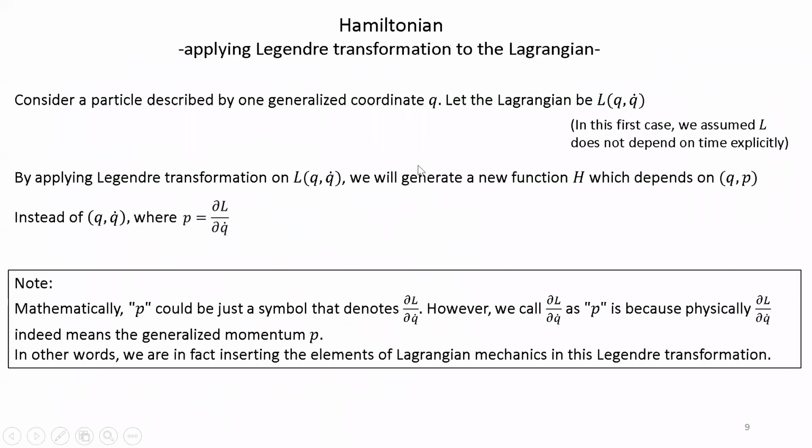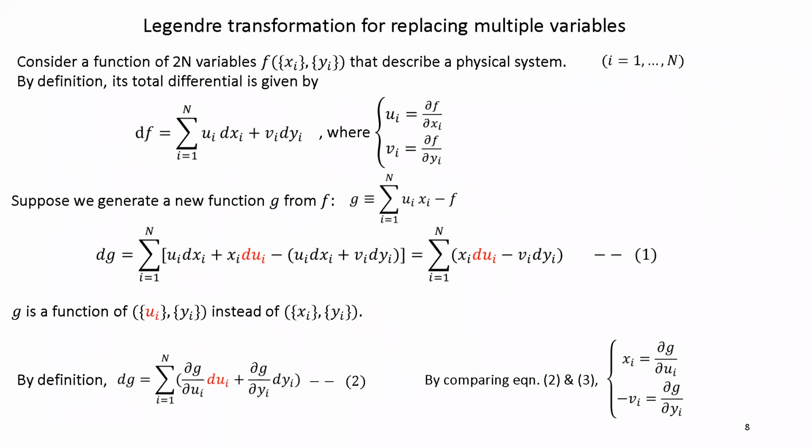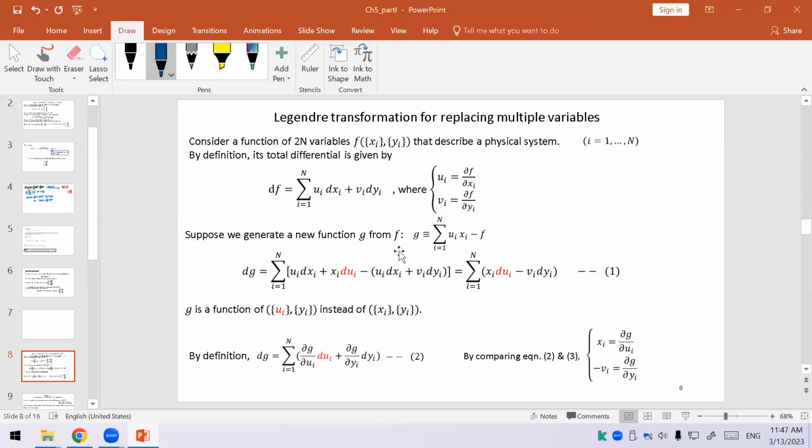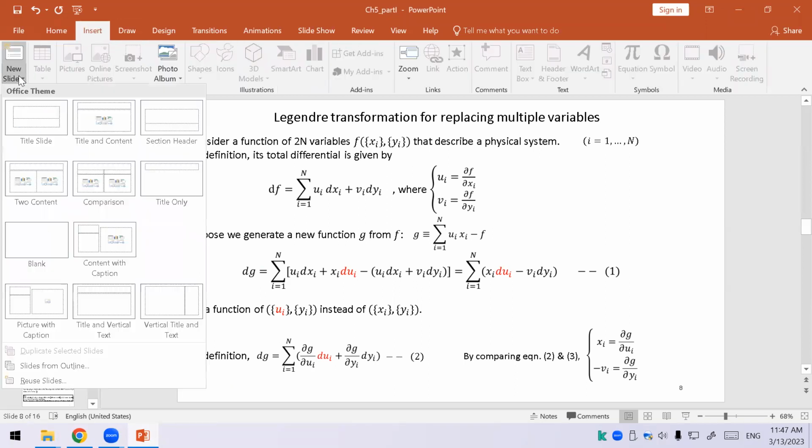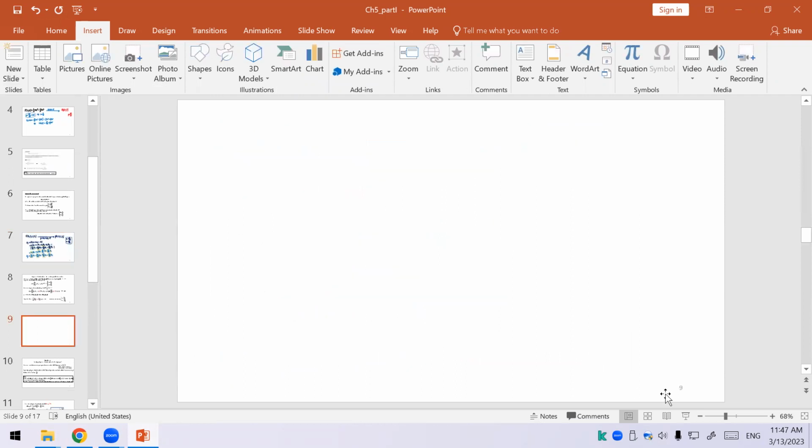Okay, so now it's time to really apply this procedure to the topic that we care about, that is the Lagrangian. What I'm going to do is apply this Legendre transform to this Lagrangian and generate a new function that we'll call the Hamiltonian.